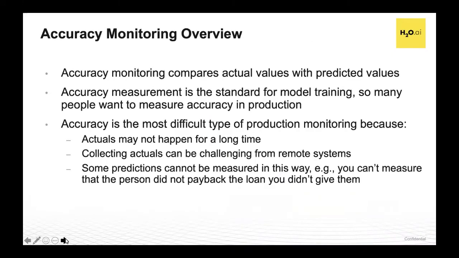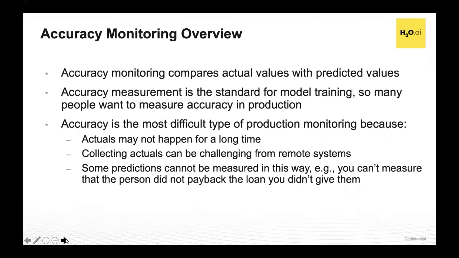Accuracy monitoring, you notice I put accuracy monitoring third, and a lot of people would probably say, well, accuracy monitoring should be first. If my model's not accurate in production, then I should replace it. And so accuracy monitoring, let's make sure we all are grounded in what that means. It means we're comparing the actual values of things that happened with the predicted values that we had from our model. And the reason why people might think of that first is that that's exactly how we figure out if a model is good when we're training a model.